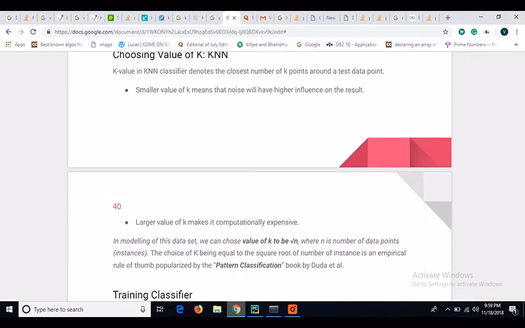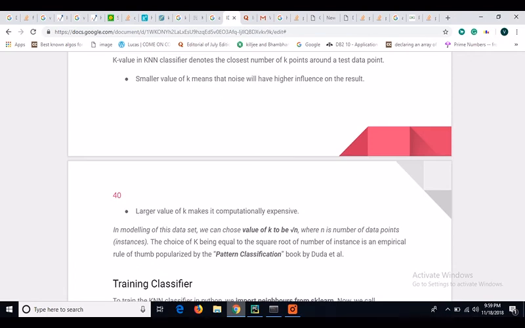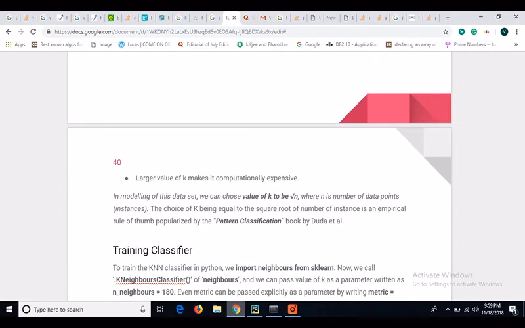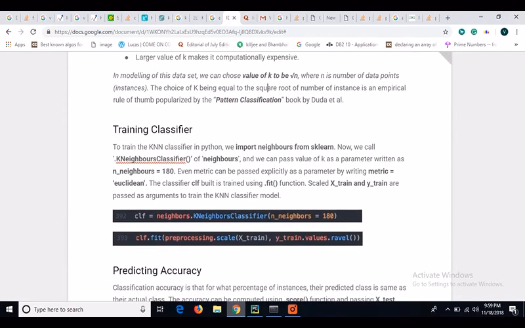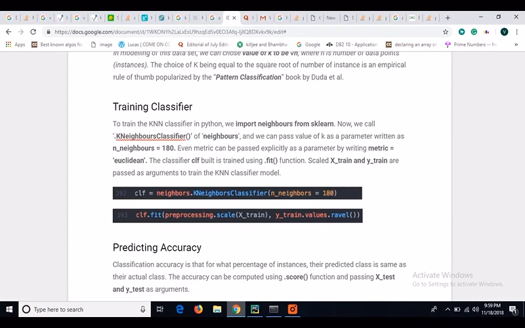Choosing the value of k. If the value of k is small, noise will have a higher influence on the result, and if it's high, the entire process will be computationally expensive. According to some research mentioned in the pattern classification book, we have chosen the value of k to be root n, which will produce a good accuracy.